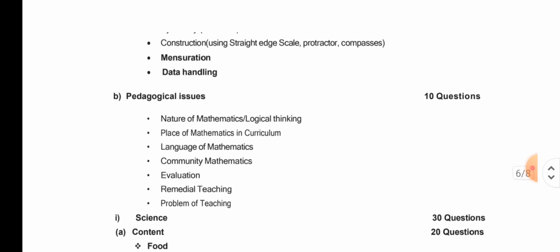Then pedagogical issues. As I always say, pedagogy is everywhere. So suppose you do not know anything about mathematics. You don't know how to do mensuration, algebra, geometry, data handling, you know nothing. Okay, forget it. Fine. But if you are seriously studying your pedagogy, in part B we have pedagogical issues. From here you can score 10 marks, and scoring 10 out of 30 is enough for you, practically speaking.